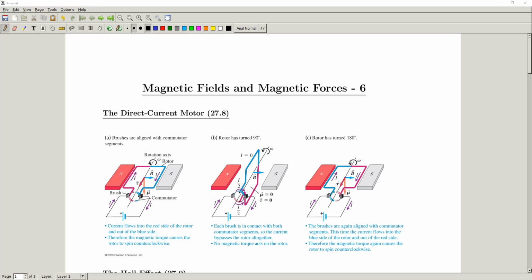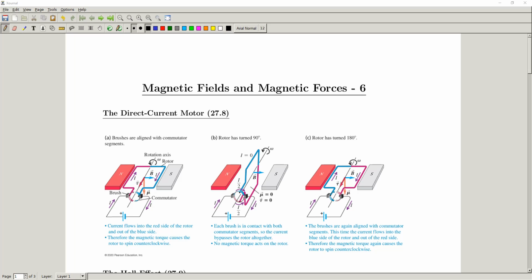Okay, this is going to be our sixth and final video in our series on magnetic fields and magnetic forces. There's just a couple of topics that I wanted to talk about. There's not a whole lot of calculation to do in these two sections, so we'll get right into it. I'm just going to talk about a couple of topics in these sections that are important for us. So section 27.8 talks about DC motors.